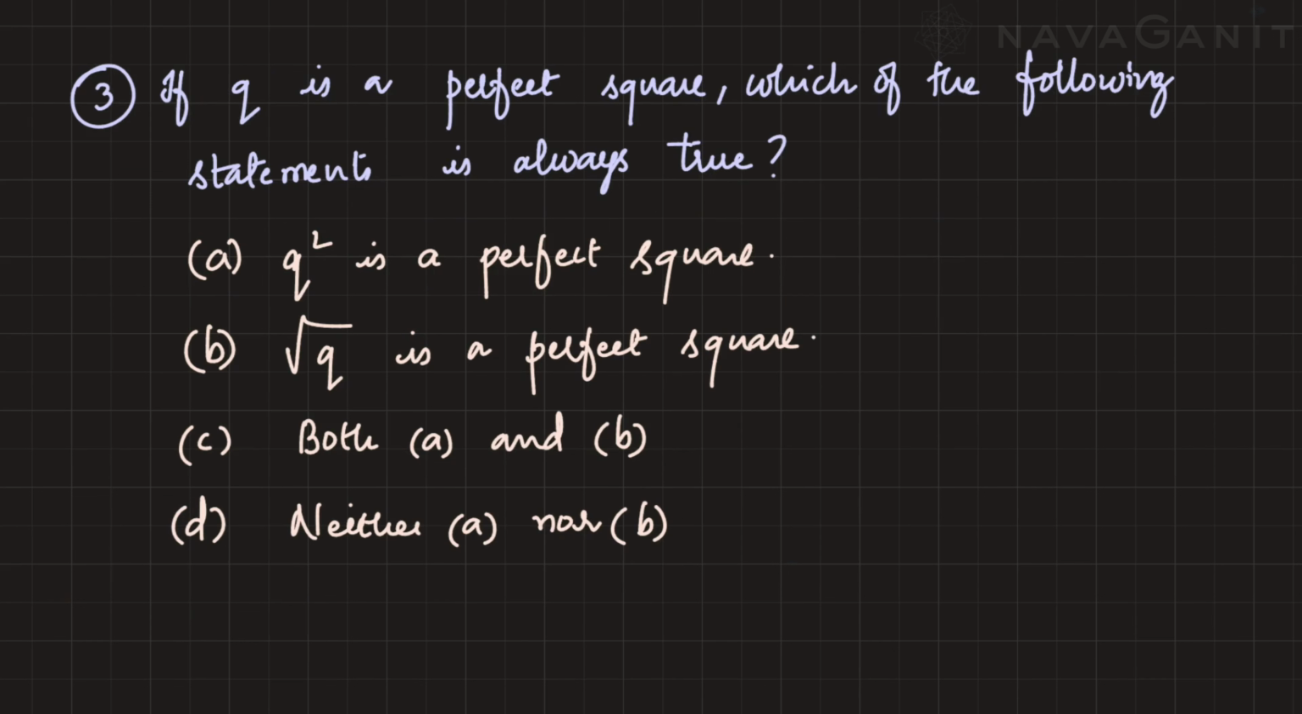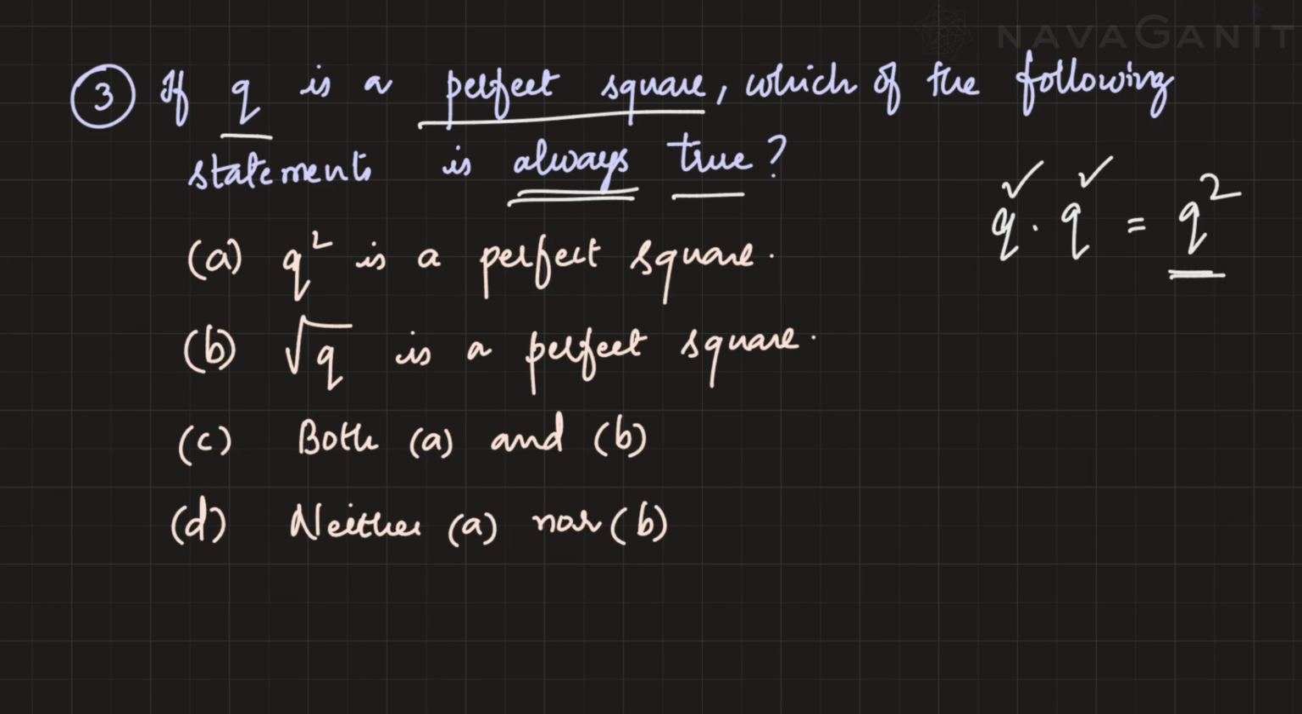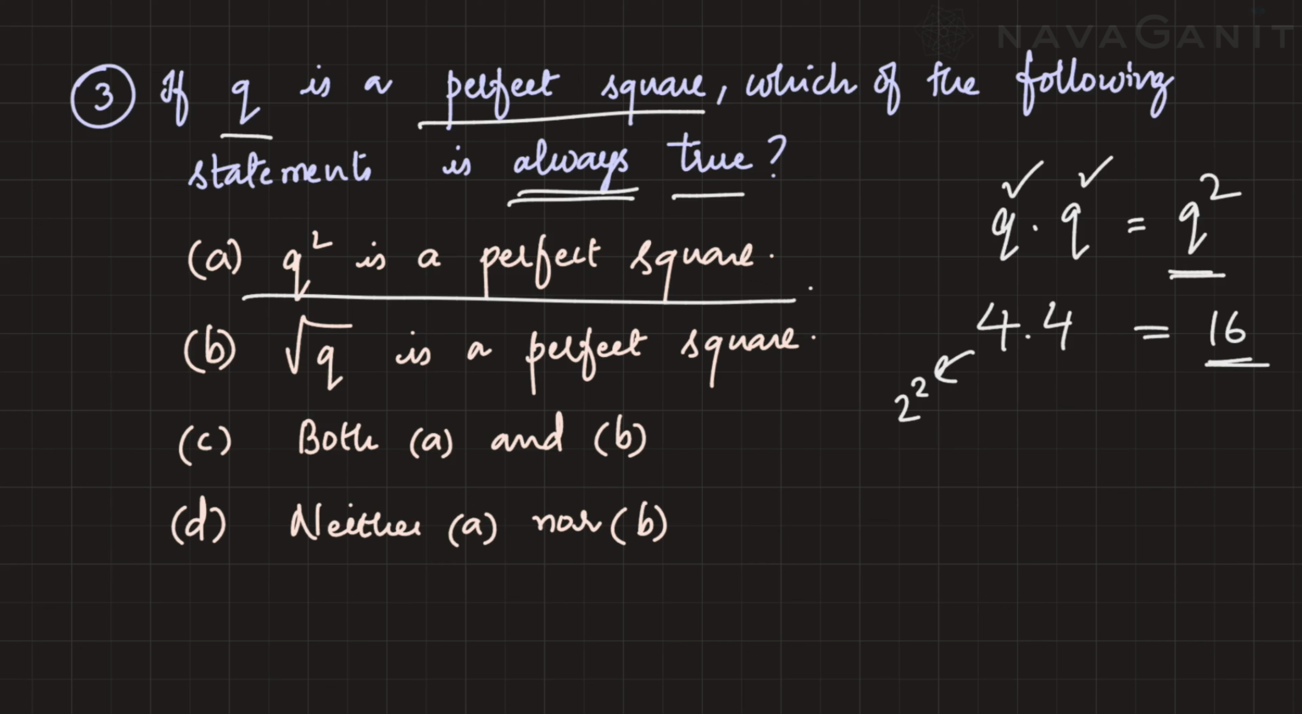Next problem. If Q is a perfect square, which of the following statements is always true? So Q is a perfect square. So Q multiplied by Q, a perfect square multiplied by another perfect square, will be Q squared. So Q squared will be a perfect square. For example, say 4 is a perfect square because it is nothing but 2 squared. The 4 multiplied by 4, that is 16, is also a perfect square. So statement A is correct.